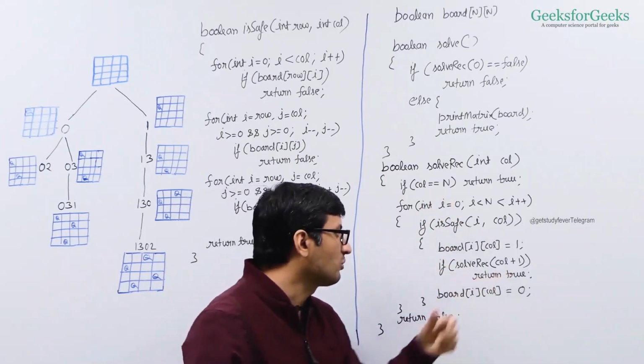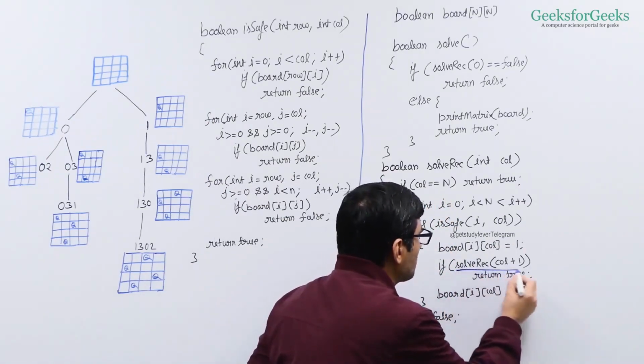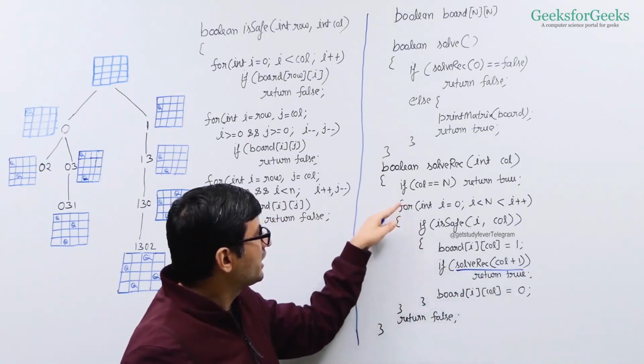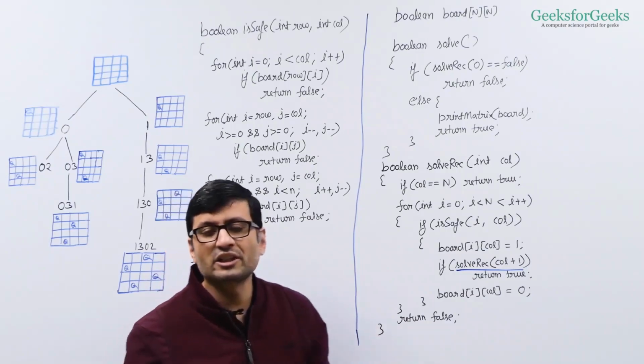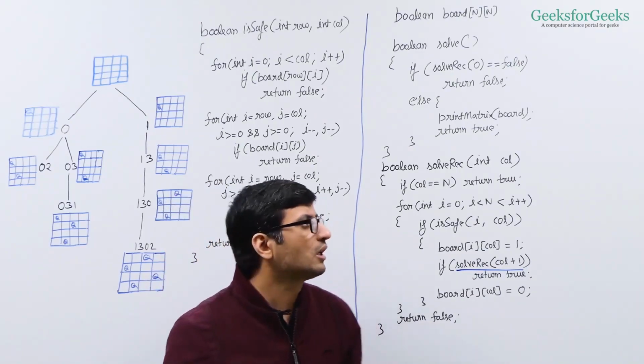This is the recursive call we have here. It calls for column plus 1. And at the end, if you've tried everything, then it's going to return false, right? Because we tried everything and nothing returned true.